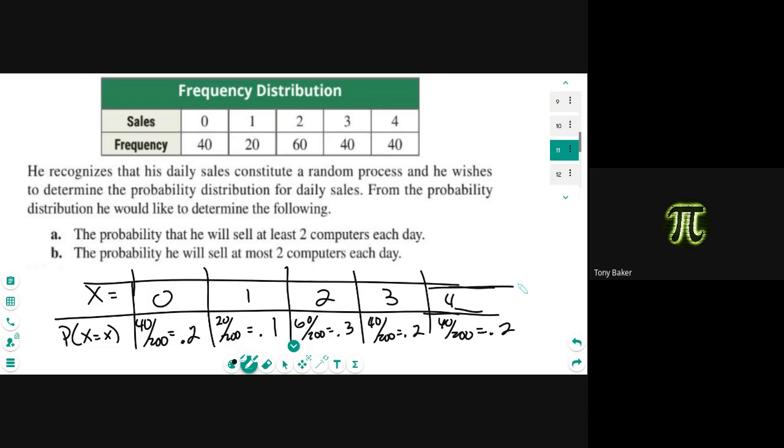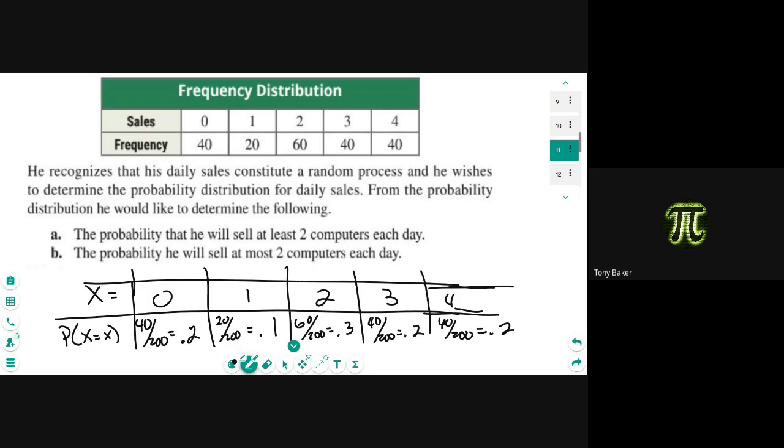So, is this a valid probability distribution? Does it add up to 1? Yes. 0.2, 0.1, 3 plus 3 is 6, plus 4, 2 is 8, 2 is 10. So 1. So it adds up to 1. Good.